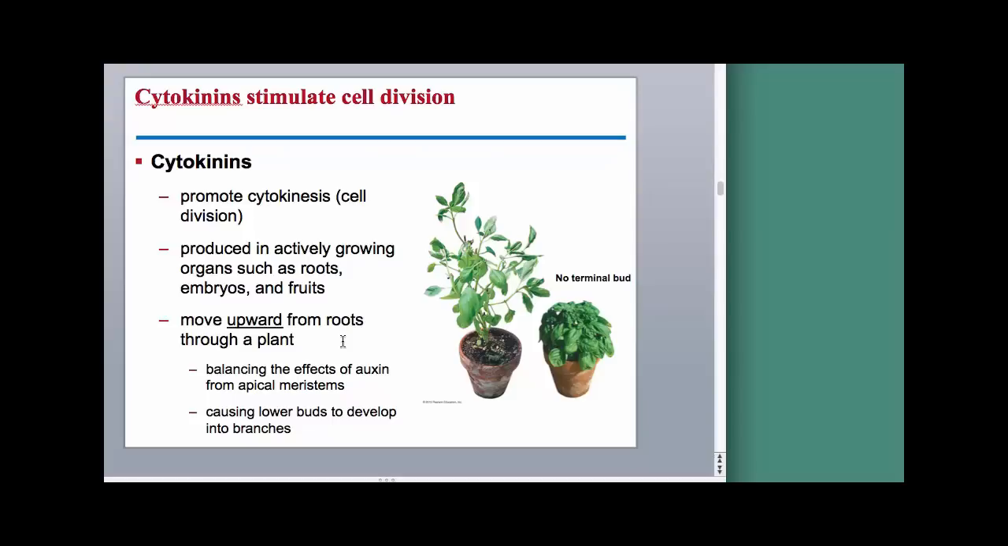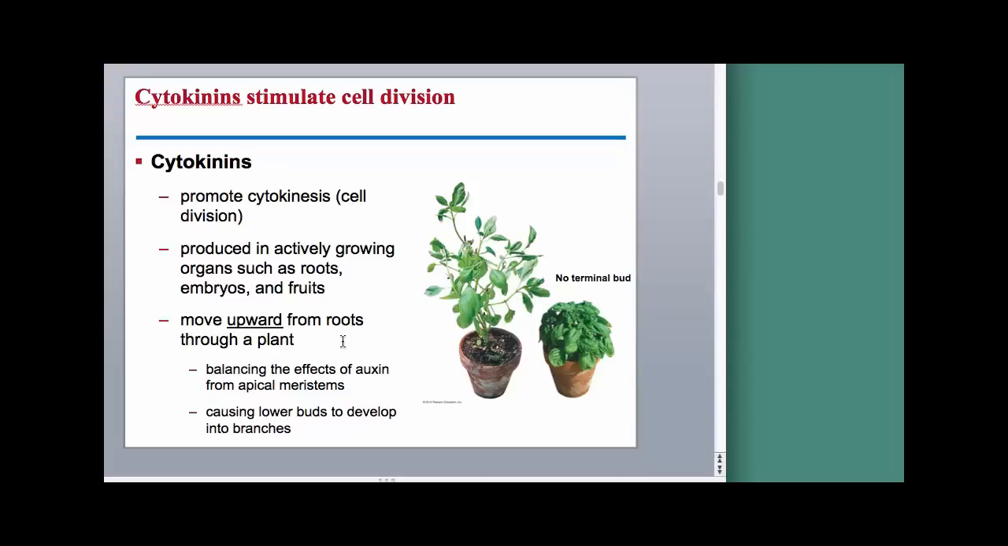So these are what we call antagonistic hormones. Auxin wants the plant to get taller. Cytokinins actually want the plant to get wider. Why would you want your plant to be wide at the bottom? Where is the sunlight coming from? Remember, plants are constantly competing for sunlight.